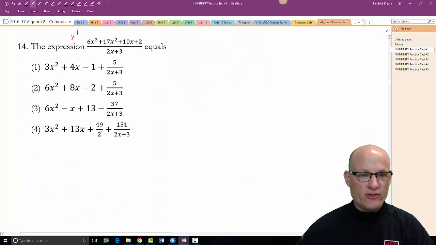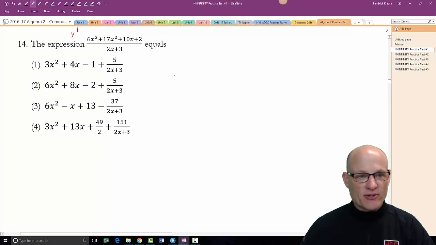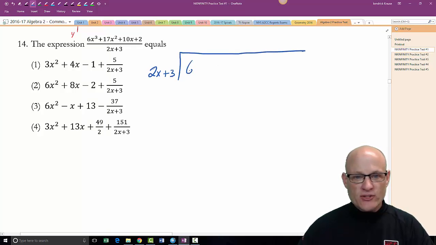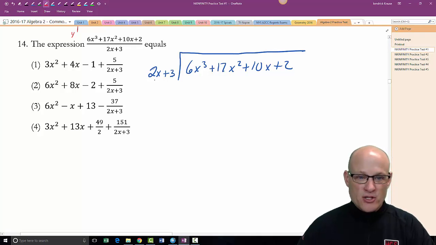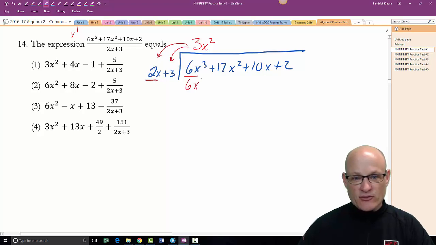All right. Long division. Again, I'll show you how to cheat on this problem, just because that's what I like to do. So what we're going to do is start with our long division. We're going to divide 2x plus 3 into 6x cubed plus 17x squared plus 10x plus 2. I think you can cheat in this problem. What can I do to this to make it look like this? Multiplying. I can multiply by 3x squared. Now remember, you're going to multiply by both of these. So that gives me 6x cubed plus 9x squared.